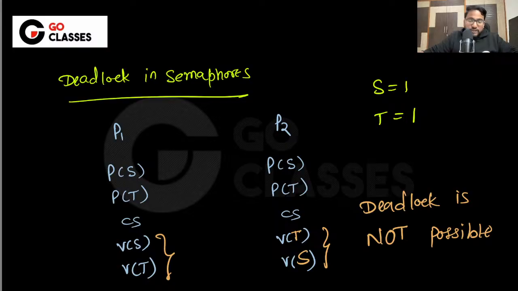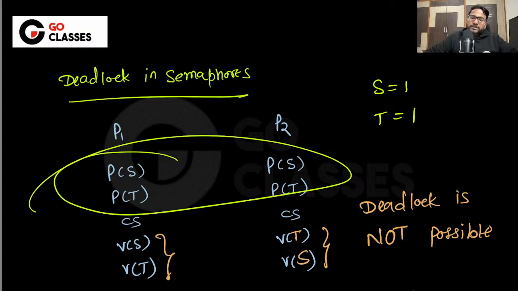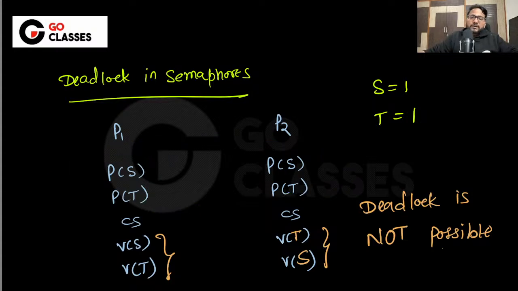Someone is asking, can we also call this a spin lock? Spin lock means busy wait. So basically the semaphores don't have the busy wait. I will tell you how. Semaphores don't have spin lock or the busy wait.